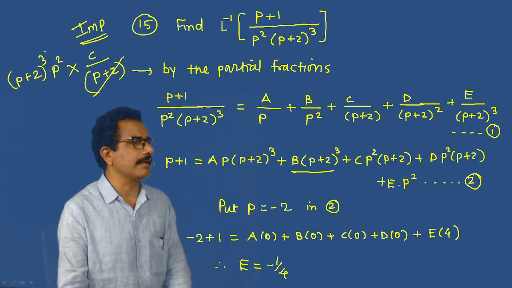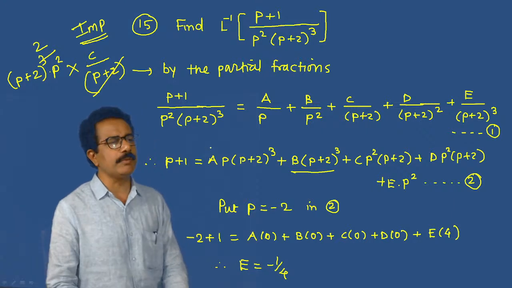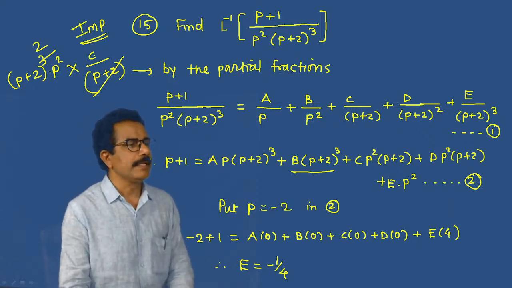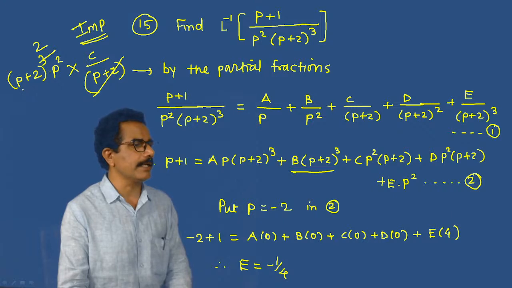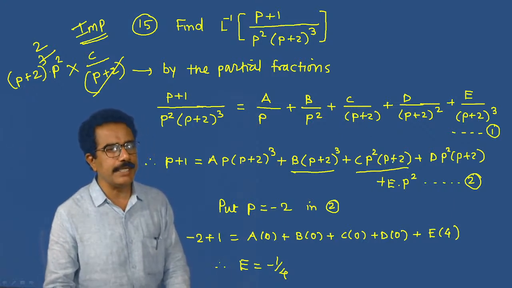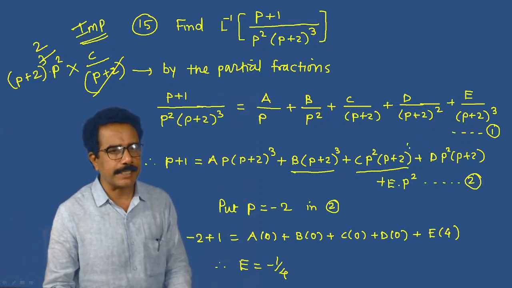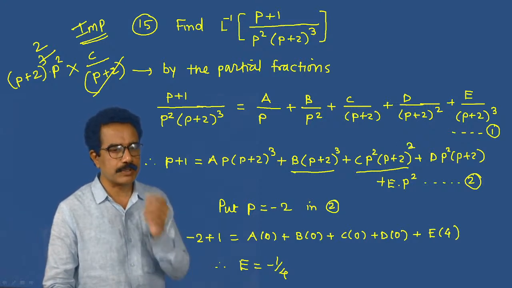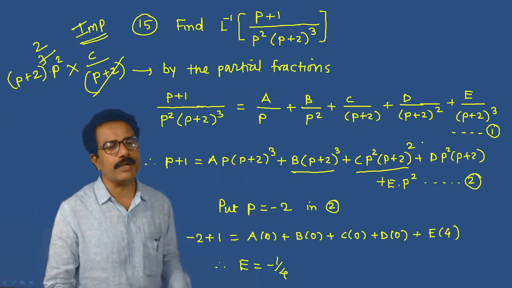So this bracket will get cancelled with the bracket cube. Then the remaining term will be C into P square into (P plus 2) bracket square. In this way we can obtain the solution.